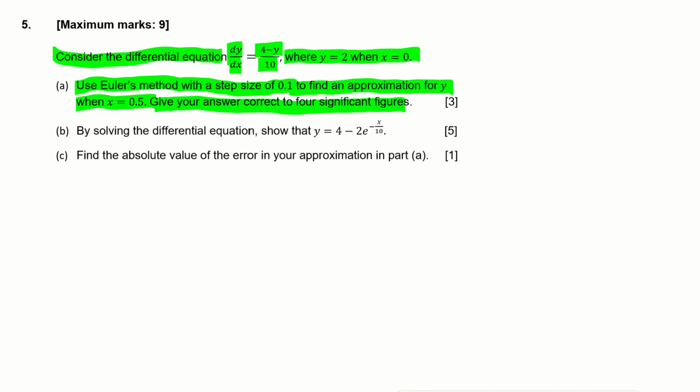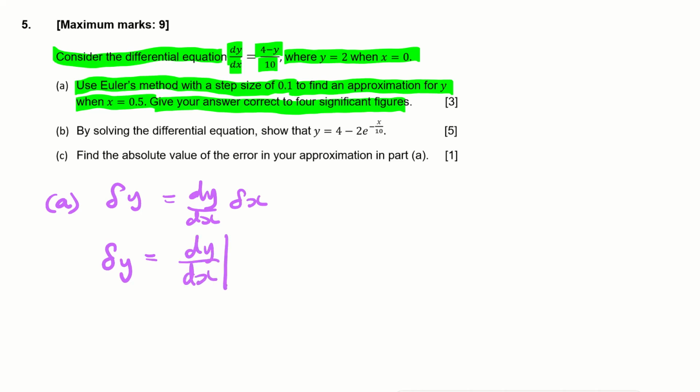So Euler's method makes use of the small difference: delta y is dy/dx times delta x. So for the first step, what we're going to have is dy/dx evaluated at our start point, that is at (0, 2), and multiplied by 0.1, which is the delta x, because that's the step length.